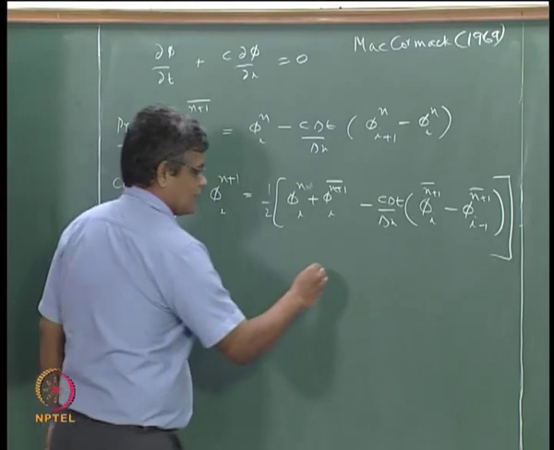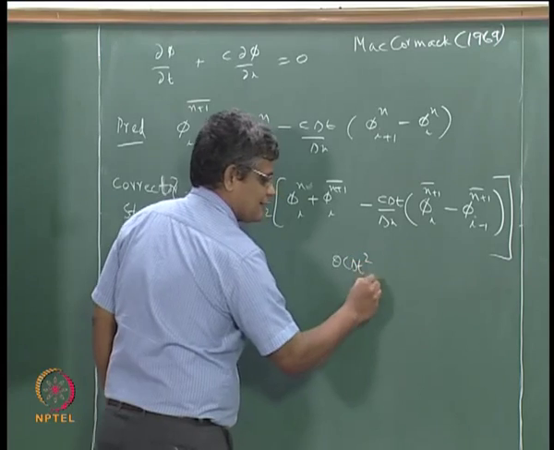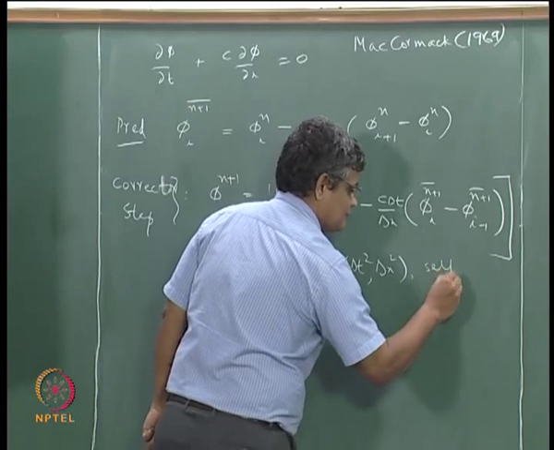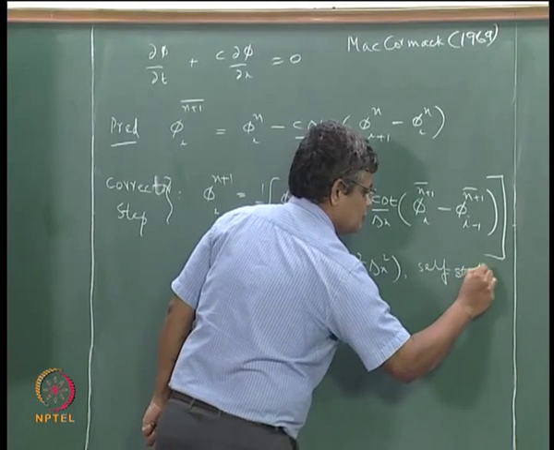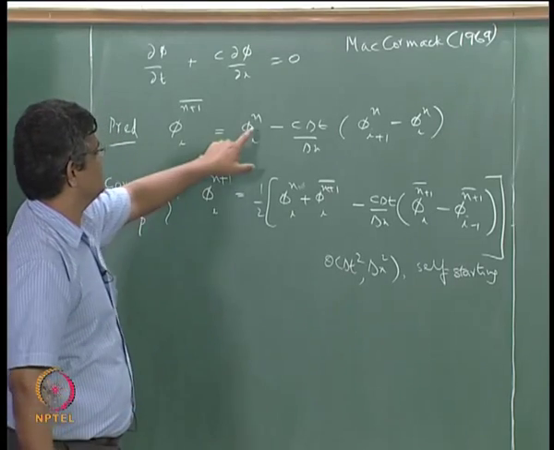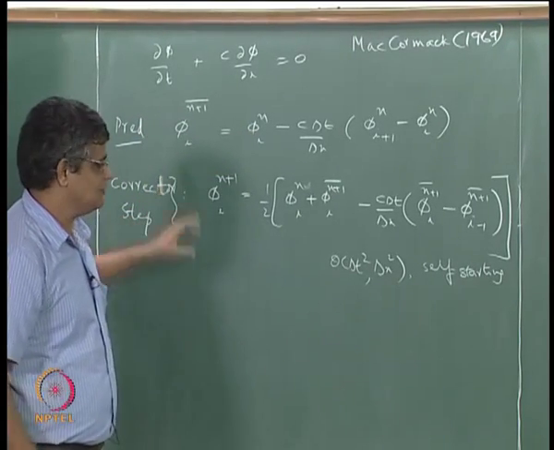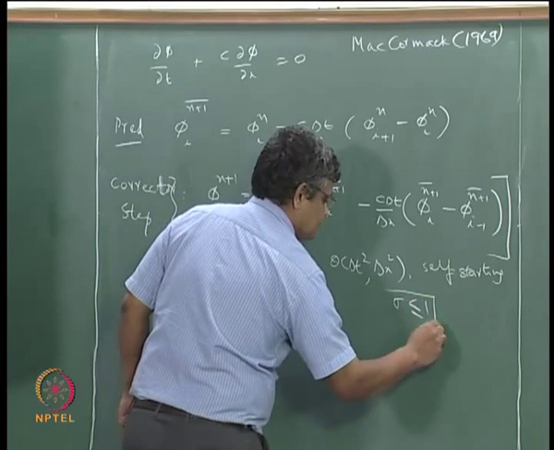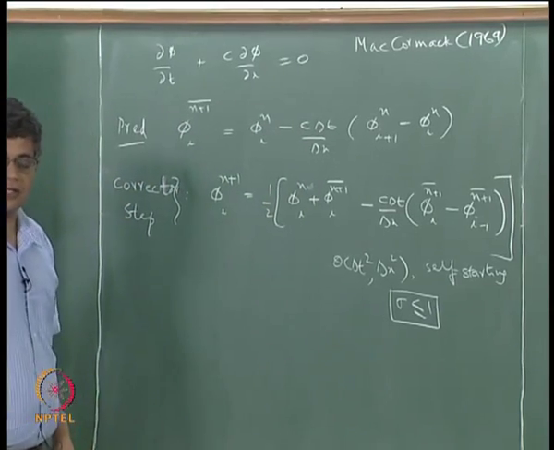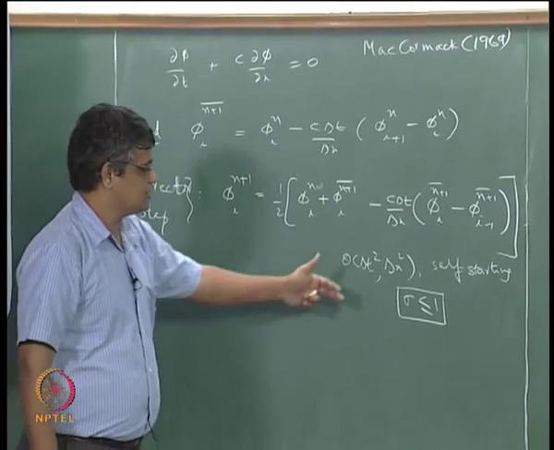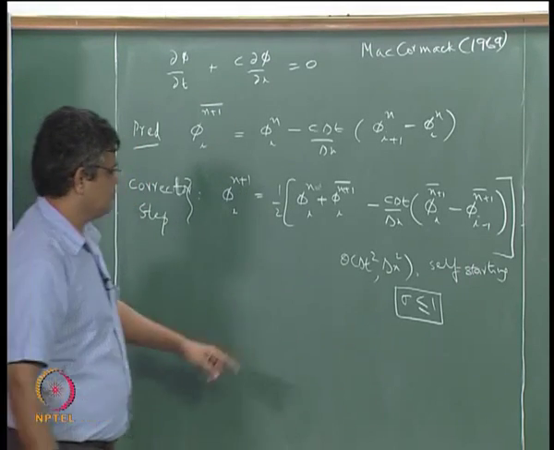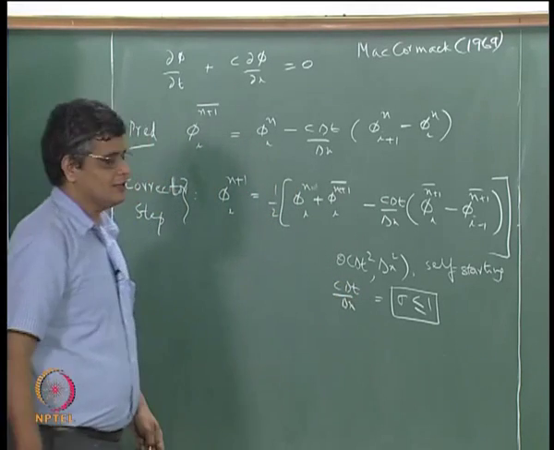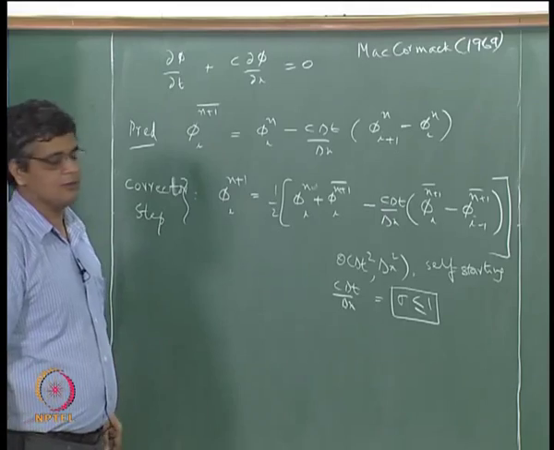So the overall scheme here is second order accurate in time and second order accurate in space, and it is self starting, in the sense that if you know the initial conditions, then you can start this and go on. It is conditionally stable for sigma less than or equal to 1. So it is not unconditionally stable, but it is conditionally stable, with sigma, the Courant number, c delta t by delta x, being less than 1. So this is one method which has proved to be popular.